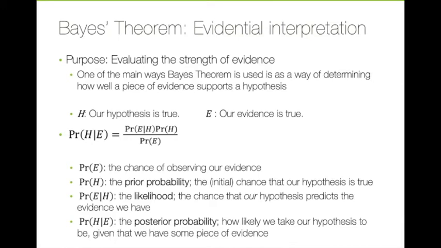So we'll start first by talking about the probabilities we need to know. Those are the ones on the right-hand side of the equation. The probability of E on the bottom, that's just the chance of observing the evidence. So that would answer how likely are the symptoms to occur, or how likely is it that someone tests positive. The probability of H, the probability of our hypothesis, has a special name. It's called the prior probability. That value represents the initial chance that the hypothesis is true.